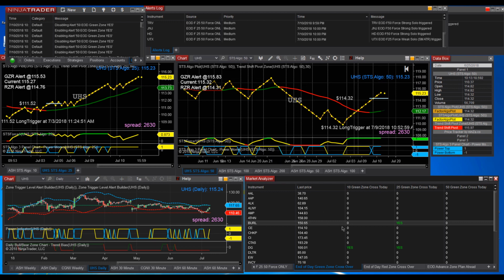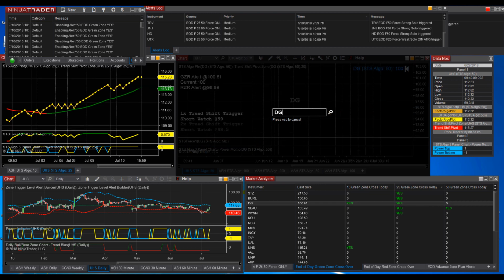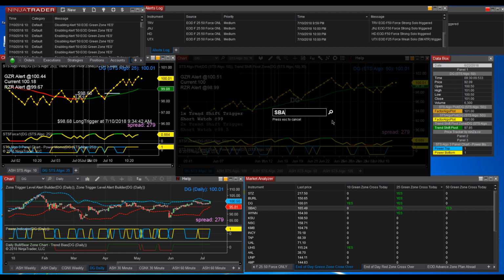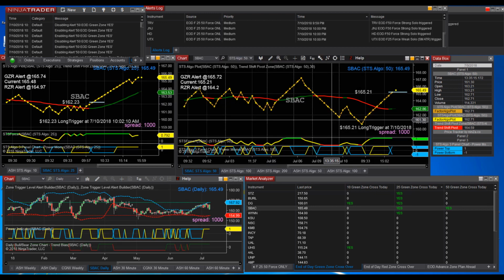Now you can sort these columns as well, and it gives you all the ones that cross today. We'll load one of them up. And it tells you that little red line was there, so it wasn't actually way down here, but it closed with a red and now it's green. And on the 10 minute it said the same thing. We'll go over here to SBAC again, and we got the crossover on the 50. It closed yesterday.